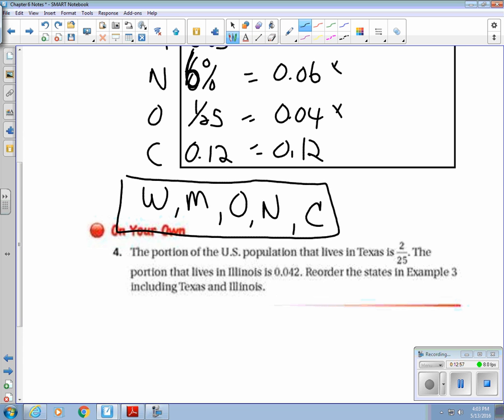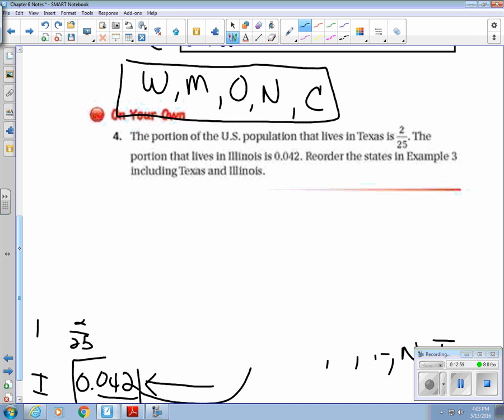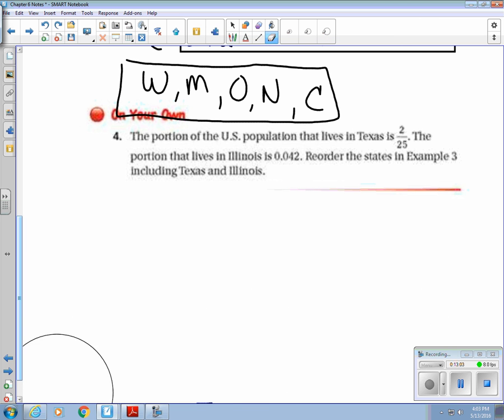All right, there's an on your own problem here. I got some work from a previous problem, so let's get rid of that. The portion of the U.S. population that lives in Texas is 2/25. The portion that lives in Illinois is 0.042. Reorder the states in example 3, including Texas and Illinois.